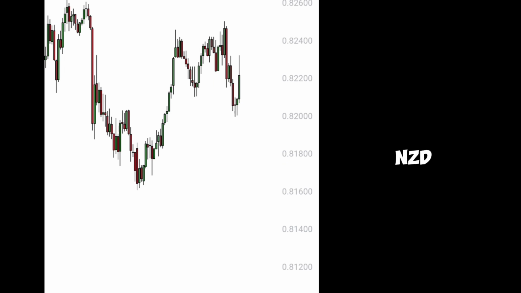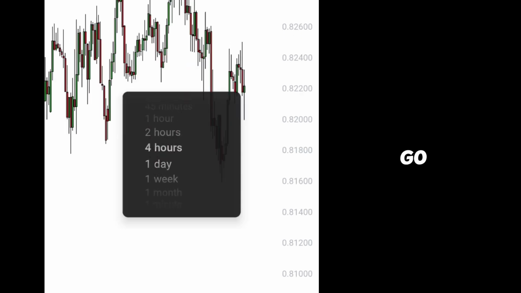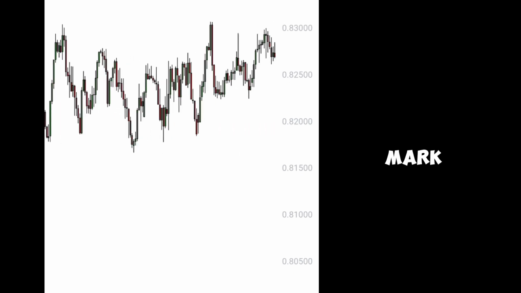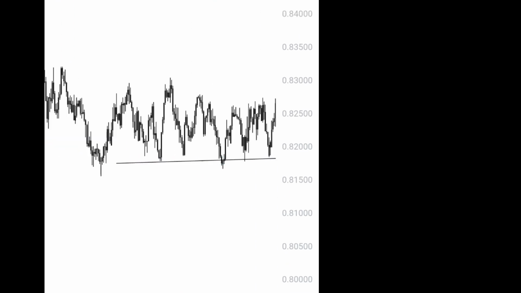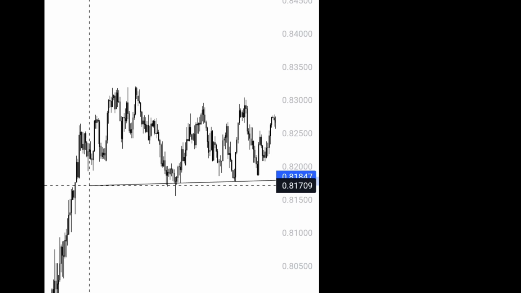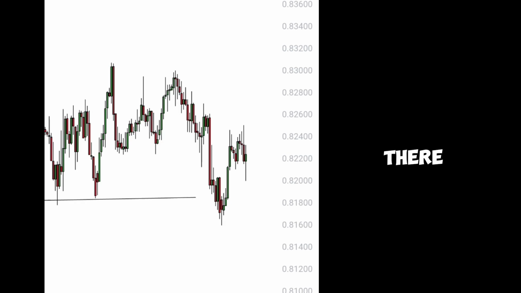Okay, so this is NZD CAD. Now what I want to do is go to the 4-hour time frame and see where the market is headed, and then I want to mark out my areas. So what do I see here? I see a trend line. So I want to make use of trend lines. Okay, so this is my trend line right there.